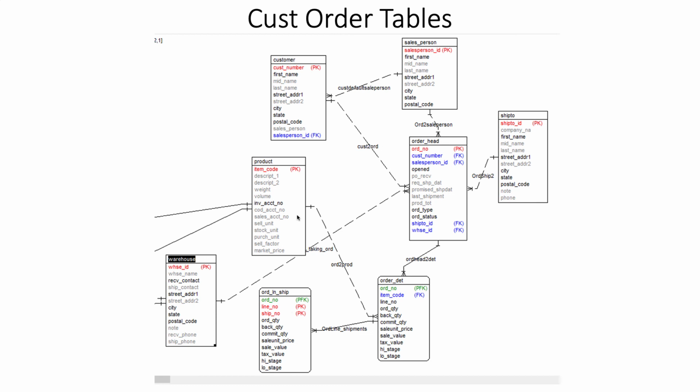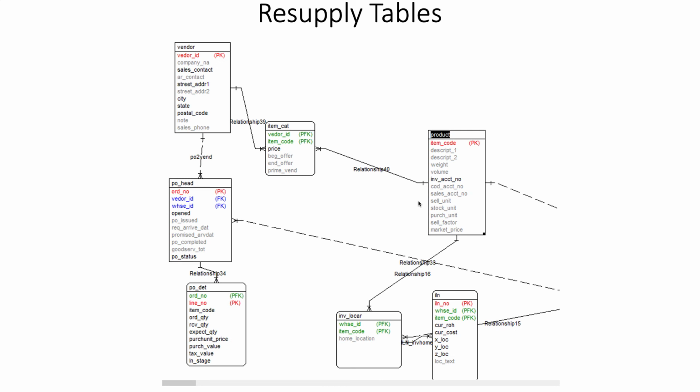We had the product that we've talked about, and it's related to the order detail, and based on knowing the order detail, what product you're shipping down here on the order line shipment. And we had a warehouse that we were going to ship from. The other side that we had was the resupply table. So we know we have a vendor, and we have an item catalog that keeps up with all these products. What does this vendor say they're going to charge for this product? We had a PO head. We had a PO detail.